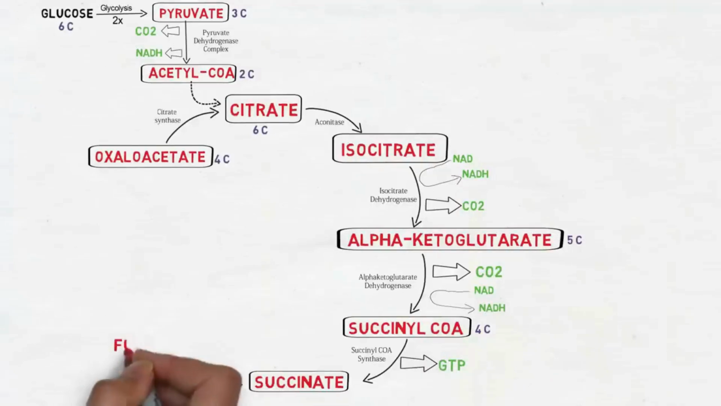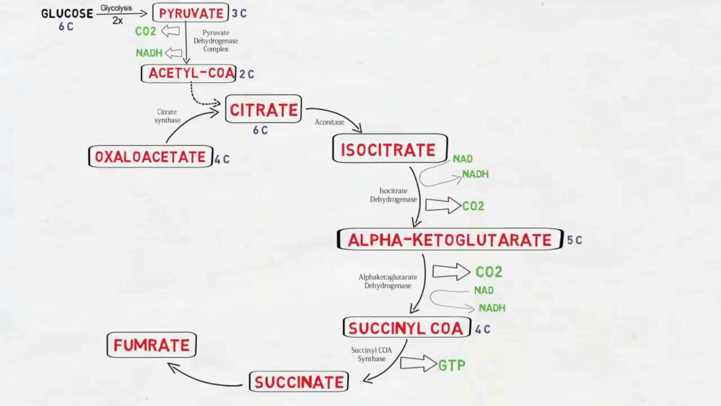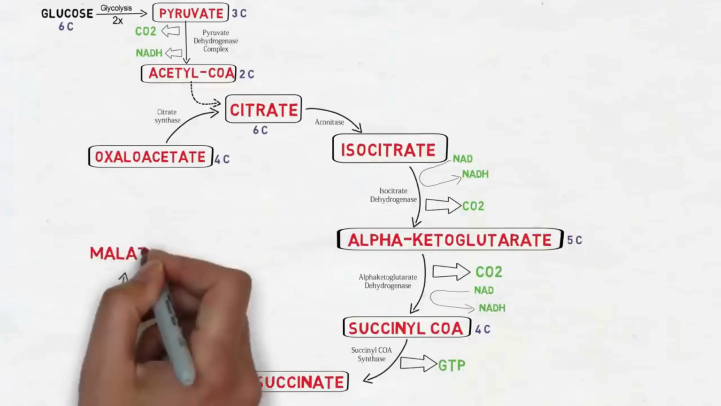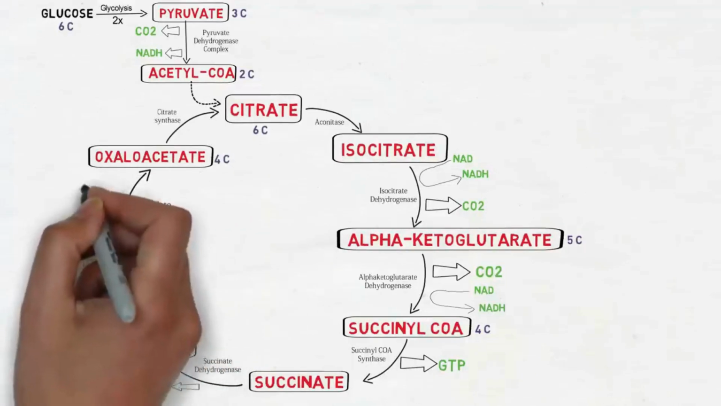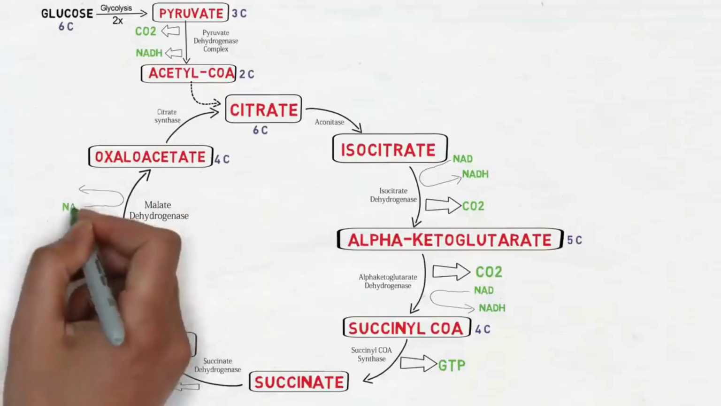Next, succinate is converted into fumarate by the enzyme succinate dehydrogenase. In this reaction, a molecule of QH2 is generated, which is used for the production of FADH2. Fumarate is then converted into malate by the enzyme fumarase. And in the last step, the malate is converted into oxaloacetate by the enzyme malate dehydrogenase, and in this reaction also, NAD is reduced to NADH.